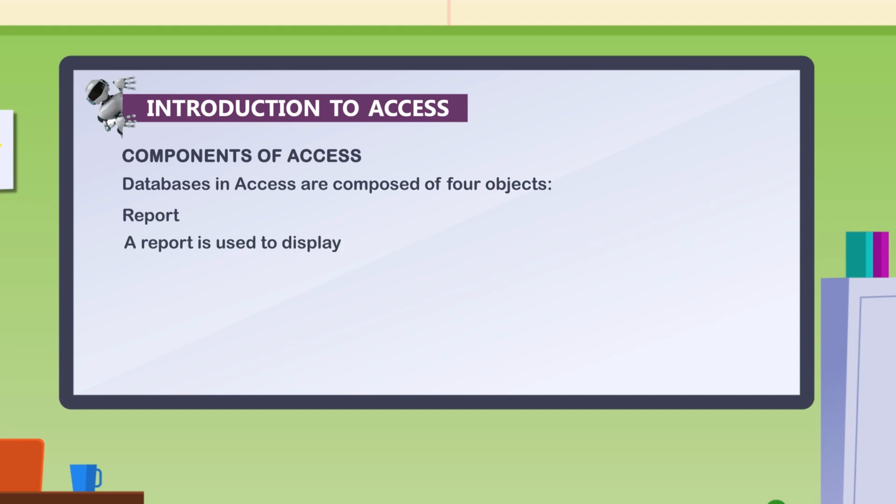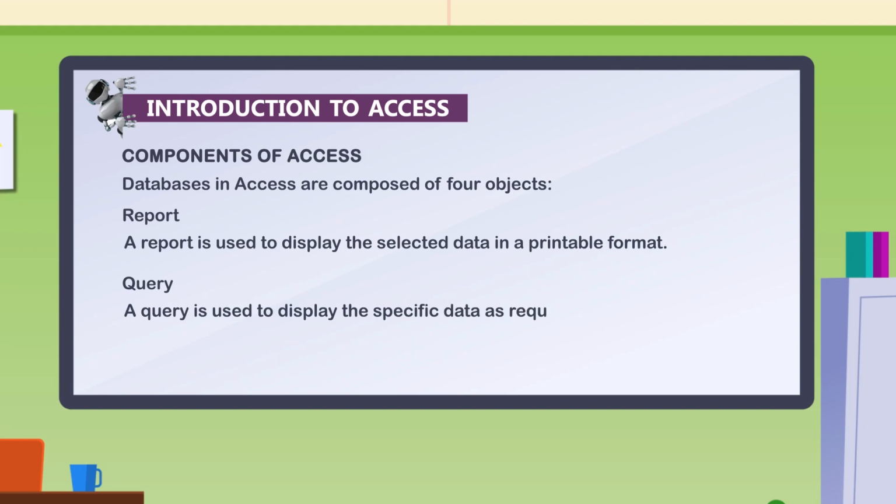Next is a report. It is used to display the selected data in a printable format. The fourth and the last component of databases in Access is query. It is used to display the specific data as required by the user based on some conditions.